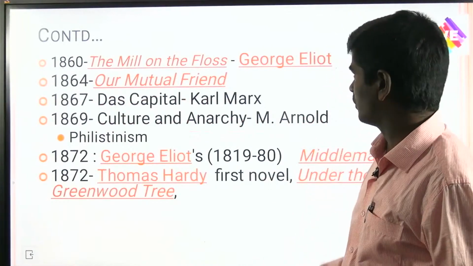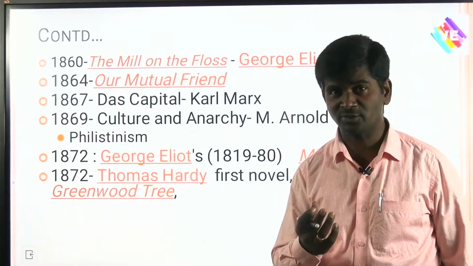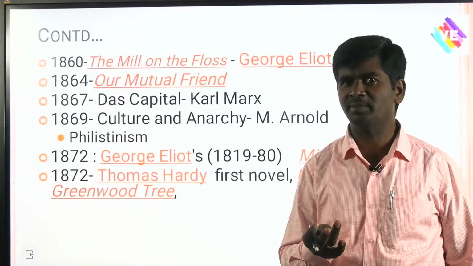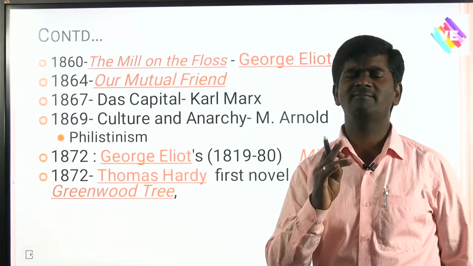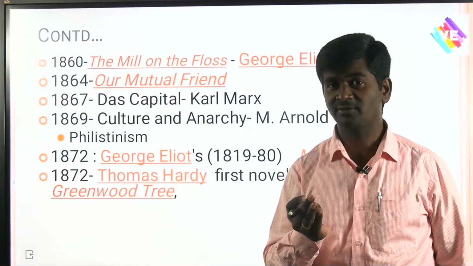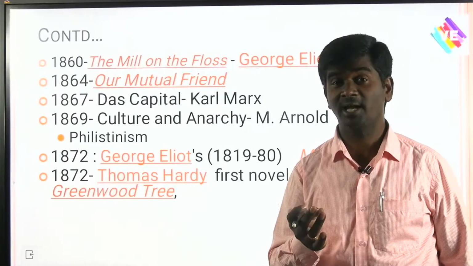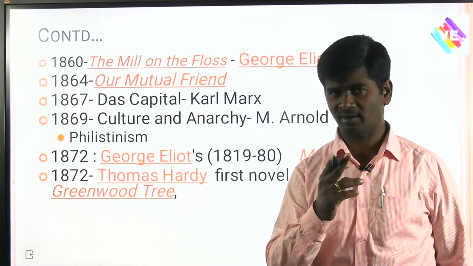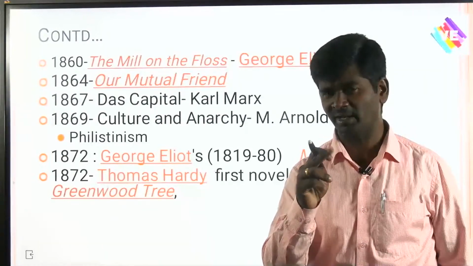1860, The Mill on the Floss, George Eliot. As I told you, George Eliot, Charlotte Bronte, Emily Bronte, Anne Bronte, and Elizabeth Barrett Browning, popular female writers who spoke a lot about women's rights, child labor, women's status, economic freedom of women, financial individuality of a woman, and the social status of a woman in society.